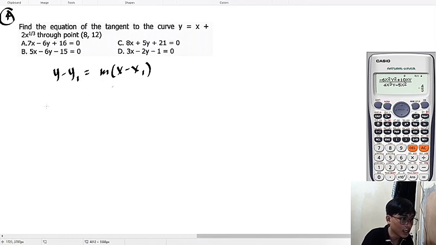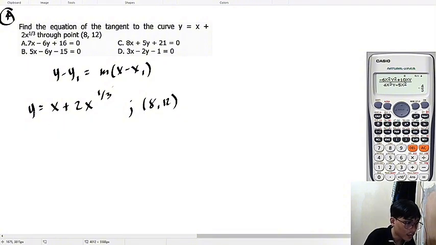Okay? So to get the slope of the tangent, you have to differentiate the function y equals x plus 2x raised to 1 over 3 through point (8, 12). So meaning, first we have to get the first derivative. The derivative of x is simply 1 plus the derivative of 2x raised to 1/3. The 1/3 we multiply by 2, so we have here 2/3, and then x raised to 1/3 minus 1, or simply negative 2/3. Right? 1/3 minus 1 is negative 2/3.